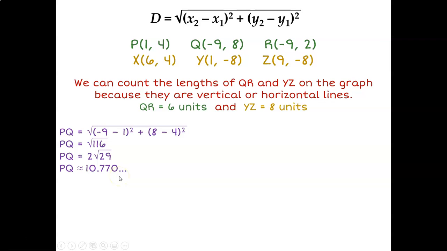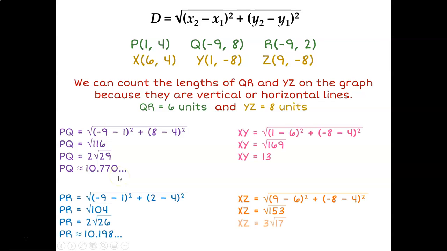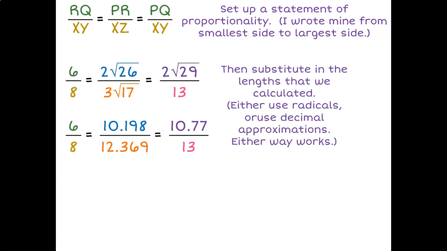And you would follow the same process to calculate the lengths of PR and XY and XZ. I'm not going to walk you through all that because by now you know how to use the distance formula. If you don't, there's a link to my distance formula video in the card. So now that I know the lengths of all 6 sides, 3 for triangle PQR and 3 sides for triangle XYZ, I'm going to set up a statement of proportionality comparing each of those side lengths, and then I'll plug in each of the lengths that I calculated.